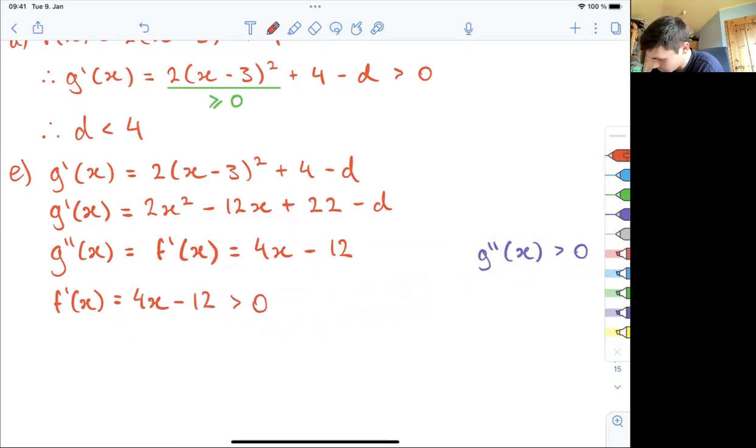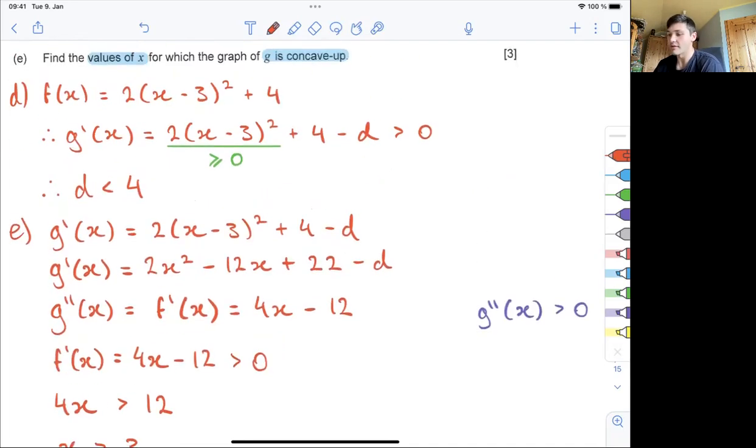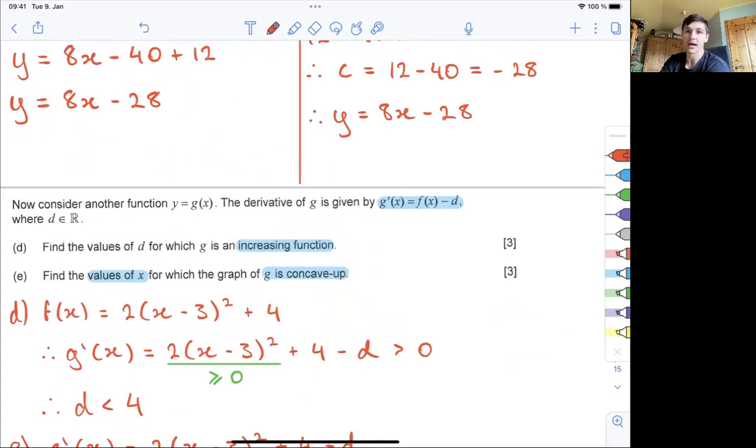Now we just need to rearrange this. So we need 4x to be more than 12. This is where I added 12 on each side, so I brought the 12 over to the other side. Now we're going to divide by 4 on each side. We get x is more than 3. And there are the values of x for which the graph of g is concave up. And there is the answer to part E, and the full answer to question 7.